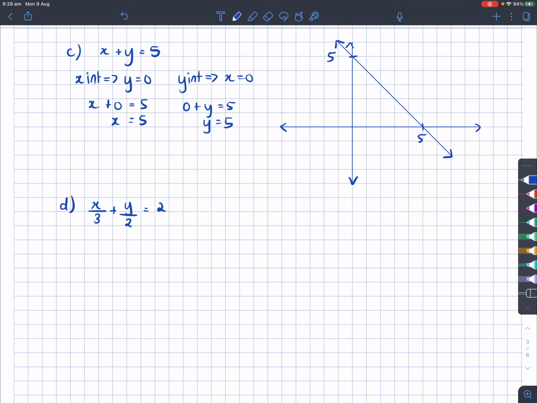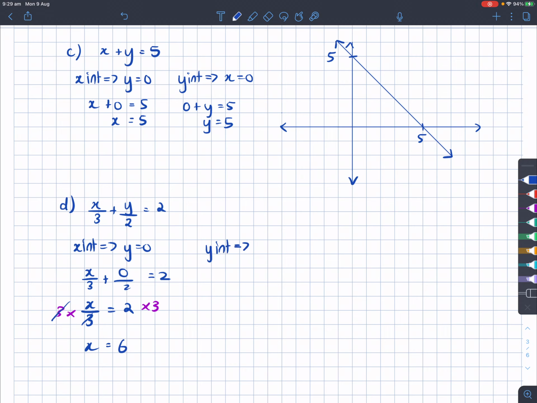In question D, we've got x over 3 plus y over 2 equals 2. Although it looks a bit complicated with all these fractions, it's actually quite easy to find our x-intercept and y-intercept. So once we make y equals 0, you will start to notice that the fraction here is going to disappear because it's just equal to 0. So then we get x over 3 equals 2, which we then multiply by 3 on both sides. And so x would equal 6.